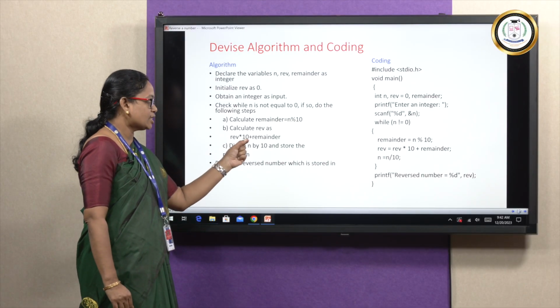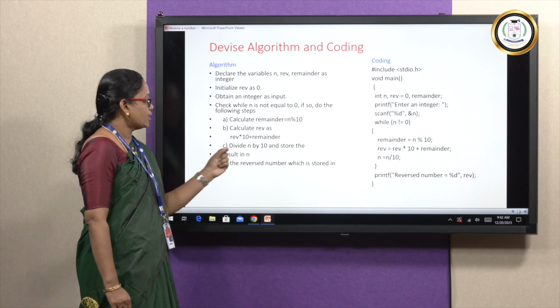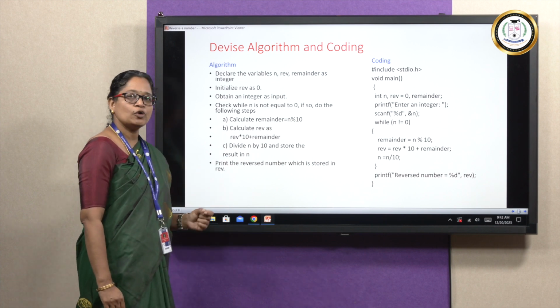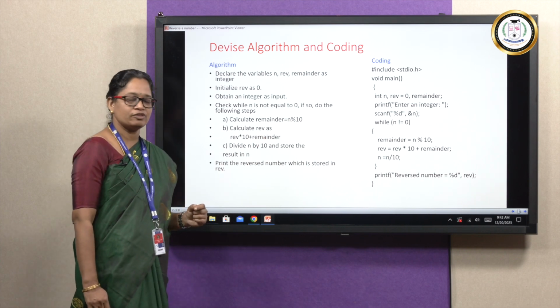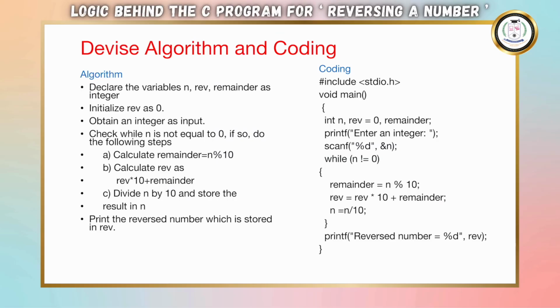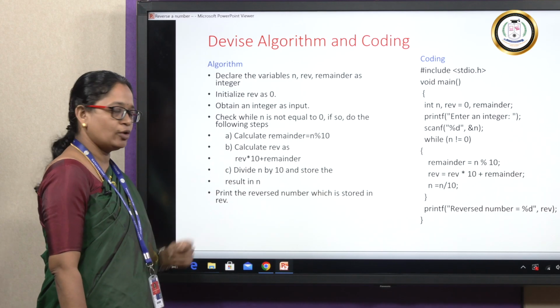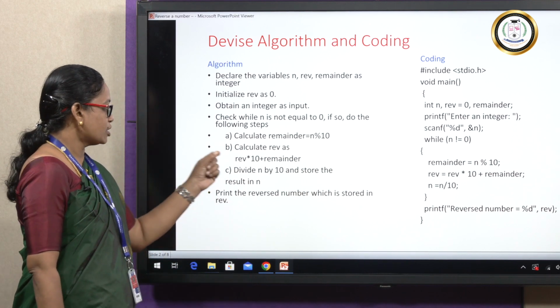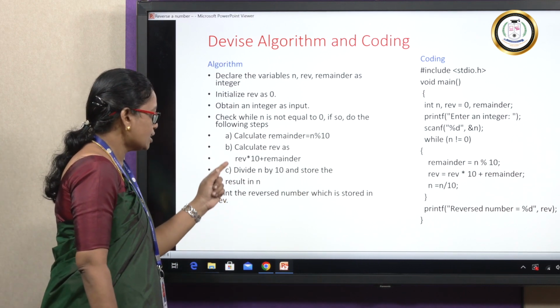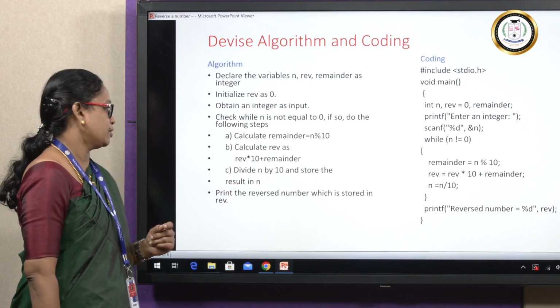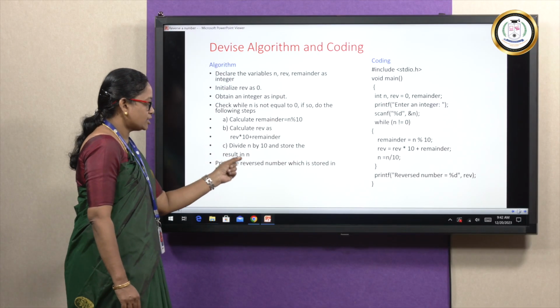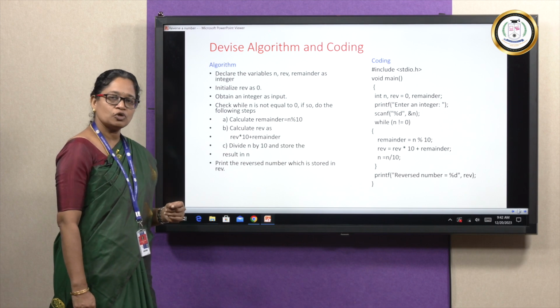First, we are calculating the remainder. The remainder is calculated as n modulo division by 10. This operator is called modulo division, and it returns the remainder after division. Next, we are calculating reverse. Reverse is calculated by multiplying the reverse by 10 and then adding the remainder. Then we are dividing the number by 10 and storing the quotient in n.